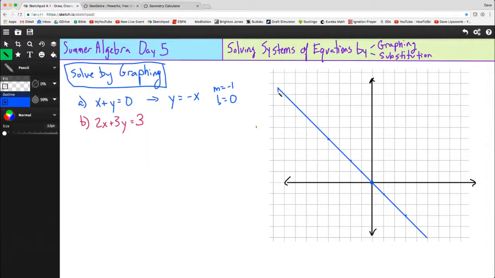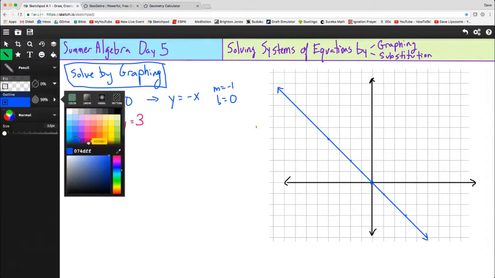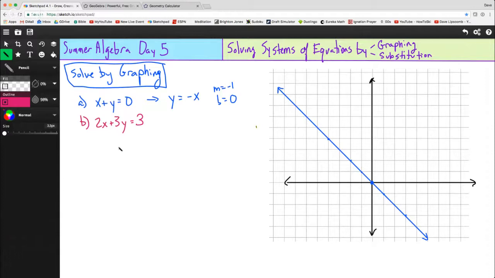Okay, and there's our line y equals -x. Now let's graph this other guy. So we get 3y equals -2x plus 3. Notice I subtracted 2x from both sides. Now divide everything by 3. And I get y equals -2/3 x plus 1.